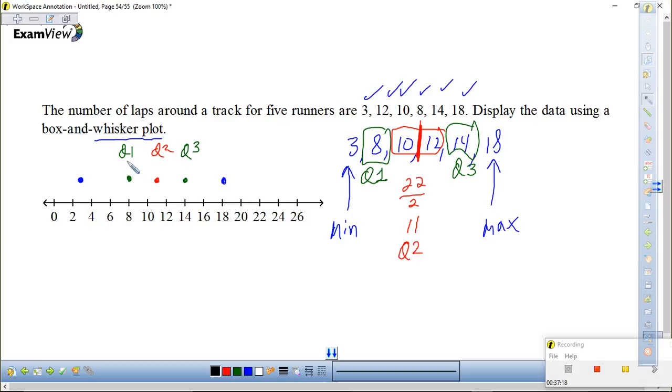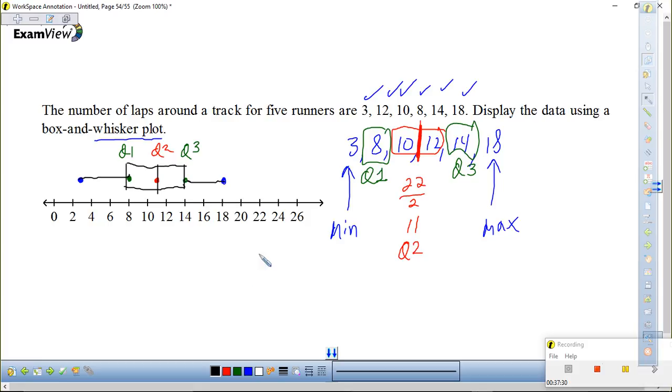The box is with a Q1, Q2, and Q3. And my whiskers. And I'm done. Hands up if you did that by yourself. Okay, some of you? All right, good.